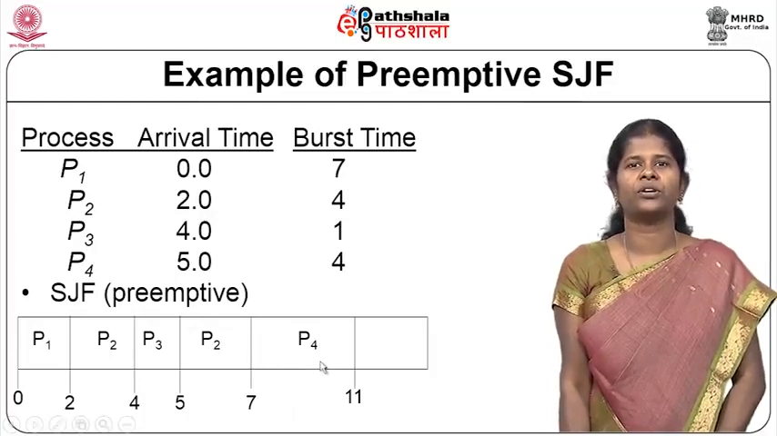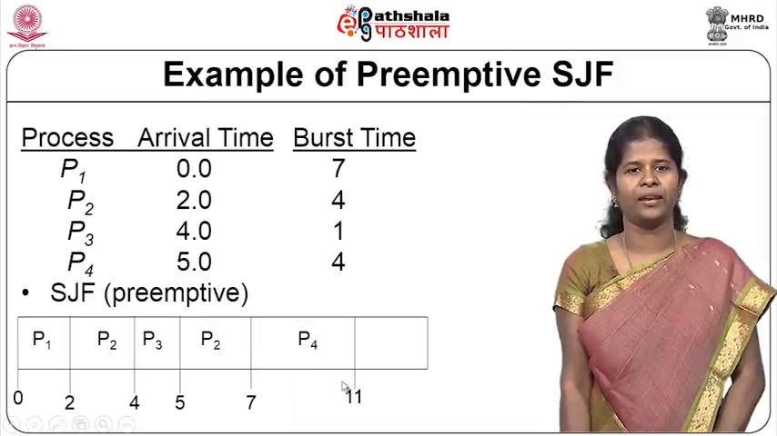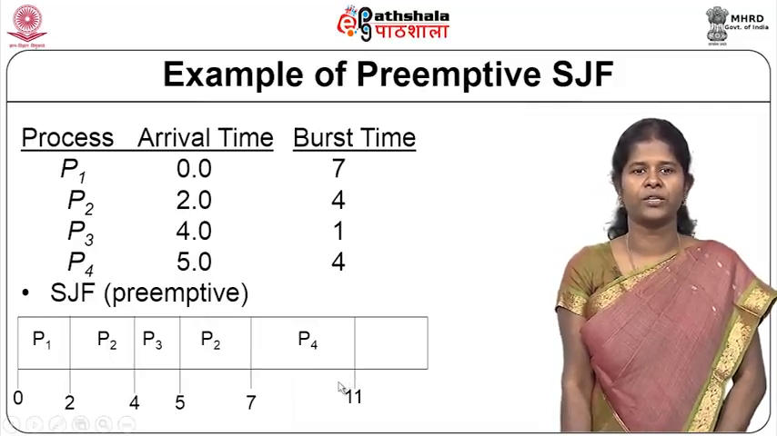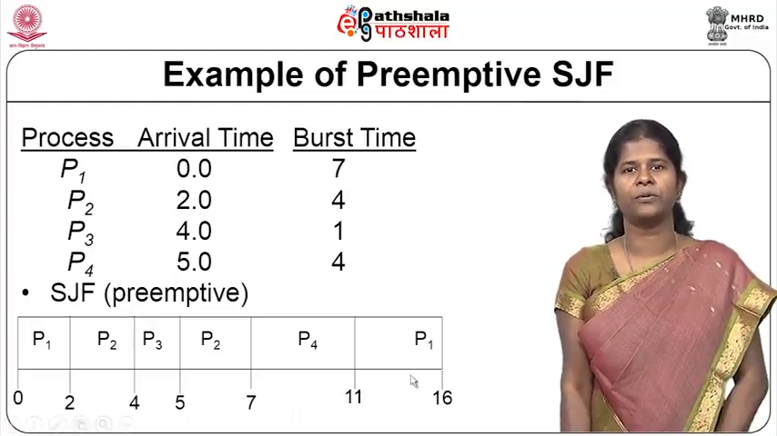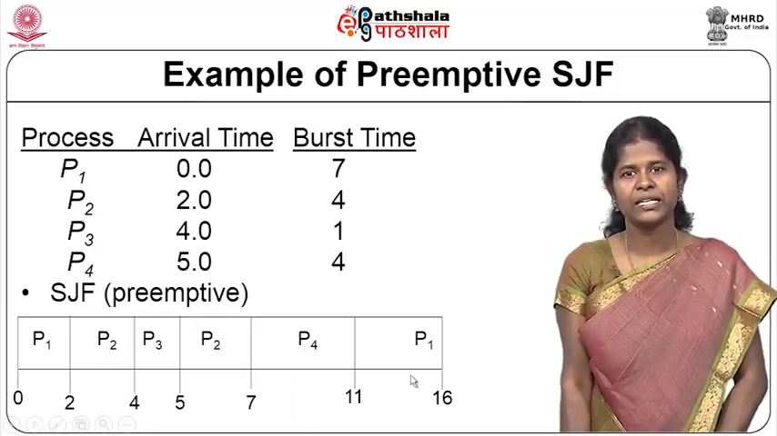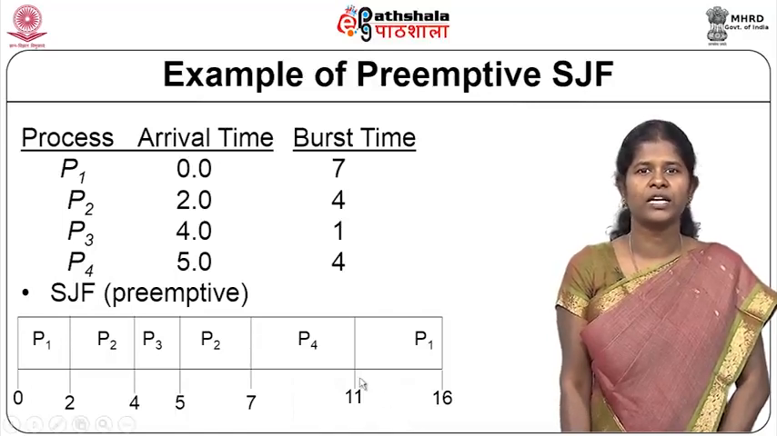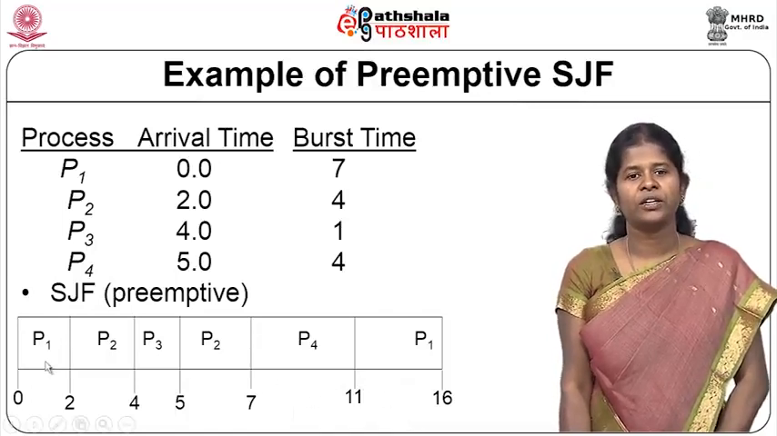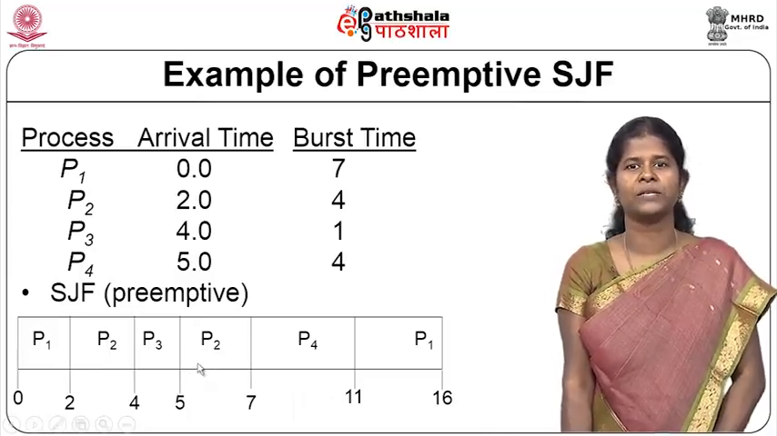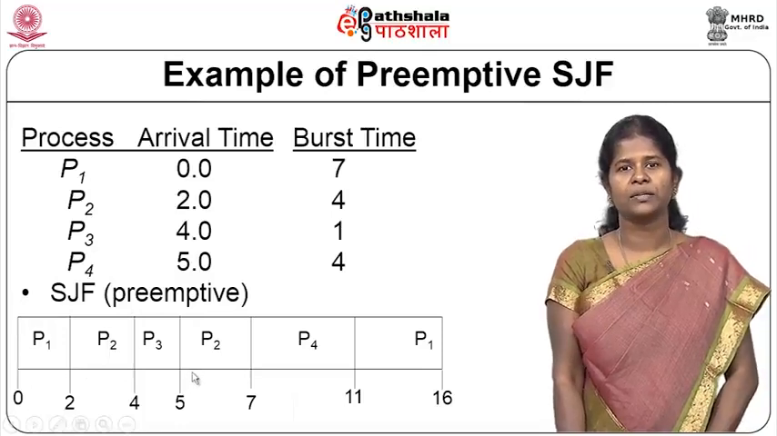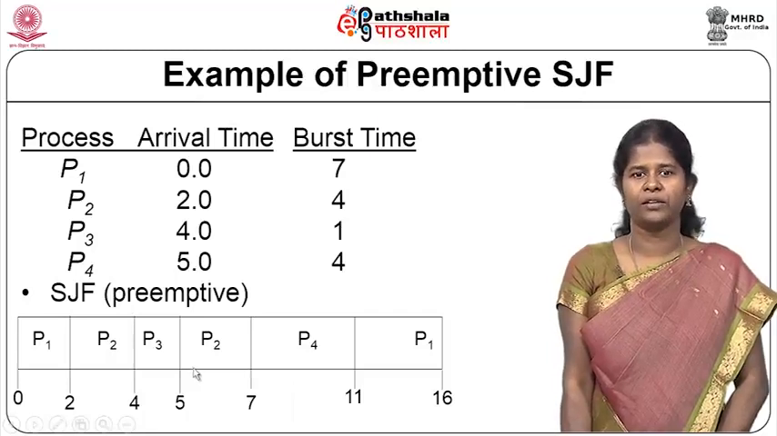So, it runs for 4 milliseconds and finishes off its CPU burst. And then finally, the only process remaining here is P1 with 5 milliseconds to complete, and P1 is given the CPU and runs for 5 milliseconds and finishes. So, this is how it is being scheduled. Here you see that in preemptive SJF, whenever another job arrives with a shorter CPU burst, the currently running job is preempted and the arriving shorter job is given the CPU.